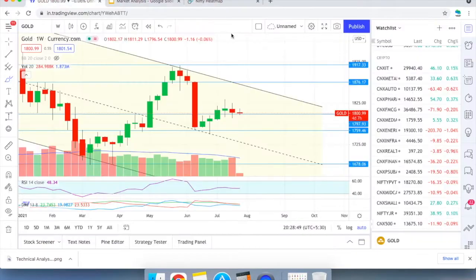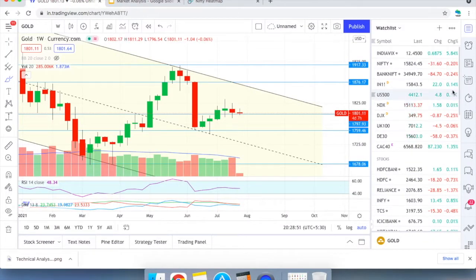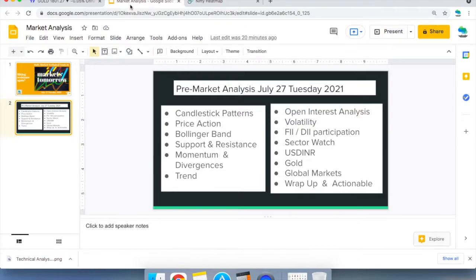US markets, as per the time of recording, are all flat. The S&P 500 is flat, 5 points green. Nasdaq is flat with a 2 point lead. Dow Jones is flat, 0.86 red, right? So it's a flat global market, as we can see, right? So that's it. That's the analysis for the next day.